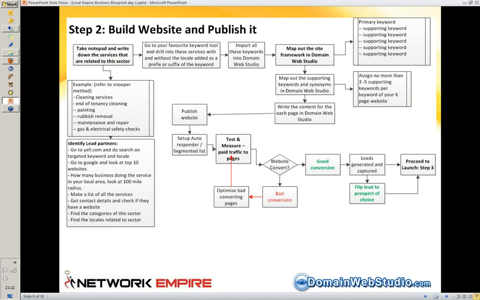What you want to try and do is find how many businesses do the services in your local area and look up to about a 100-mile radius. But I even think 100 miles is a bit far. On average, I would say a 30-mile radius is typically where your zone would go, okay?